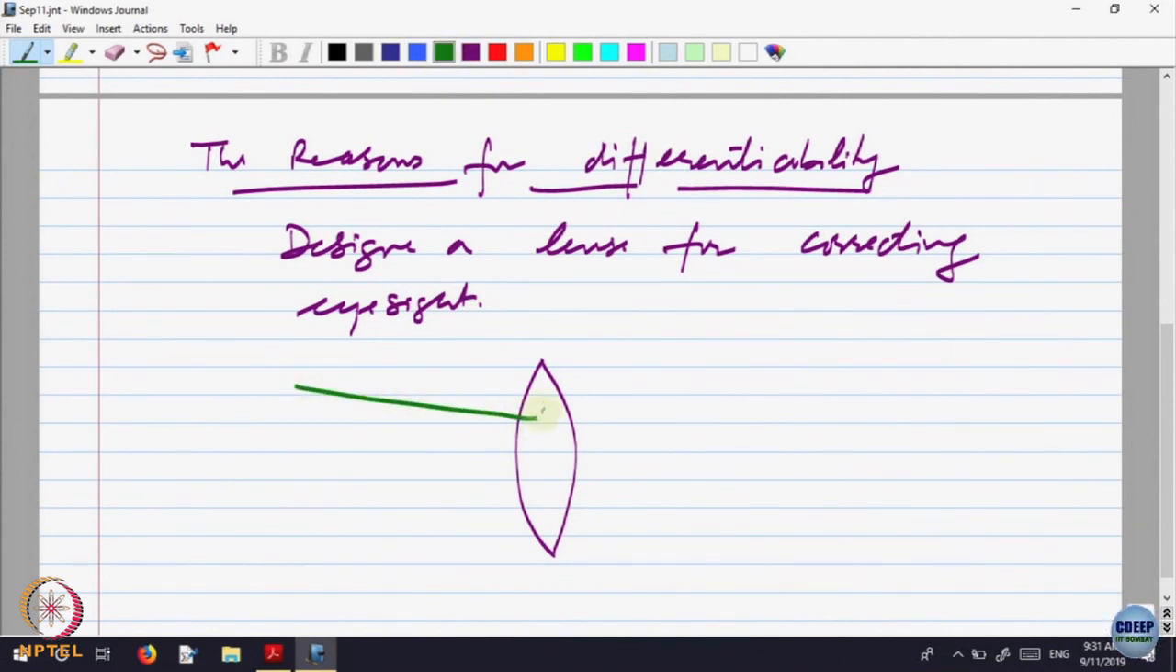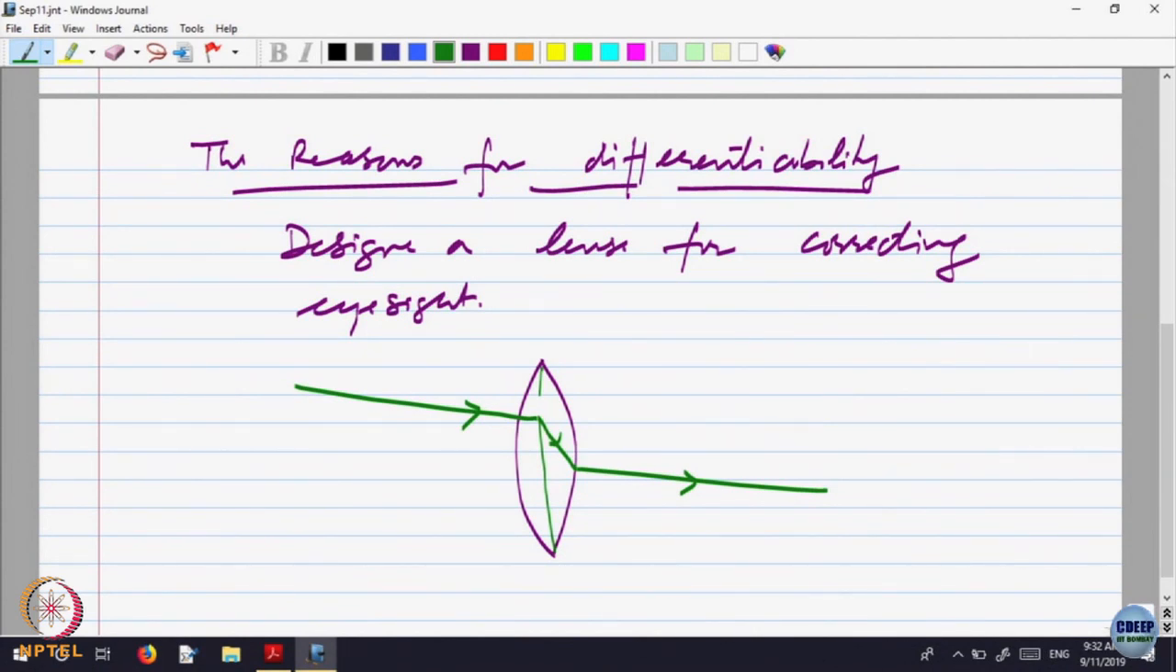A light ray going inside. So, this is the center. So, it changes its path and then comes out. So, how much the light rays change their path, how do we measure that? That is a question which is dealt with normally in physics.